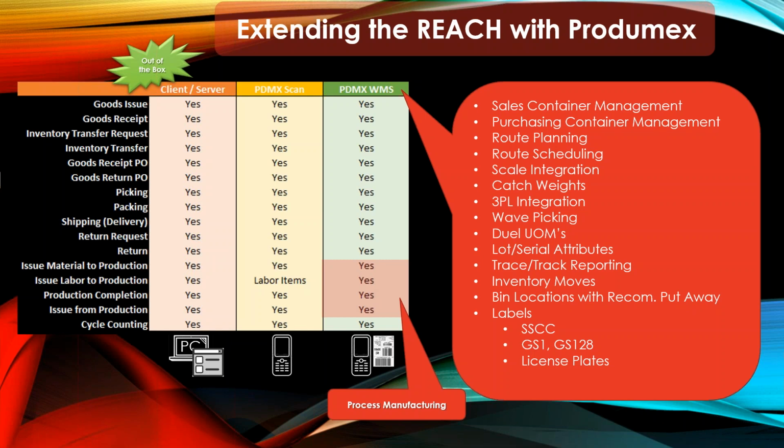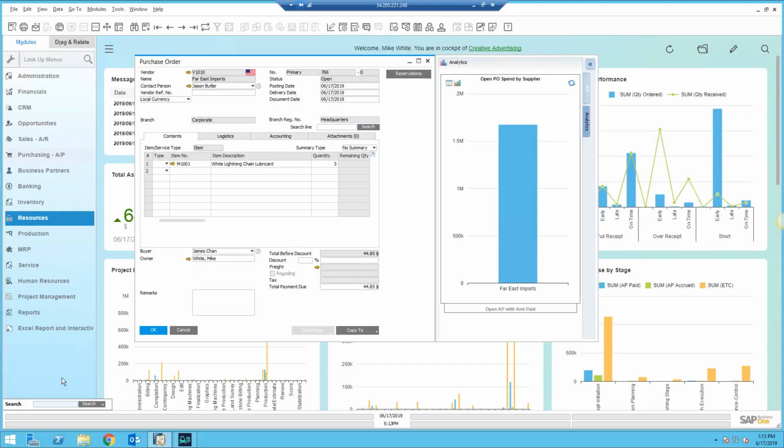And then Produmex WMS is going to add in things like sales containers, purchase container management, route planning if companies do delivery, scale integration, catch weights, which is pretty common in the food industry. 3PL, we'll talk a little bit about that, wave picking, dual unit of measures, and I won't go down the whole list here, but you can see it's pretty extensive. So now let's go ahead and let's take a look at these two solutions, Produmex Scan and Produmex WMS in action.